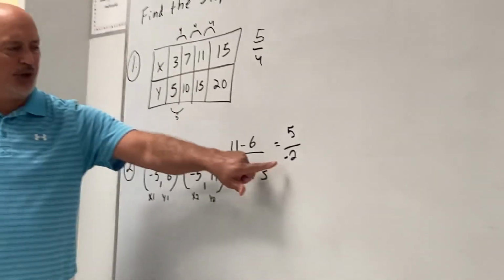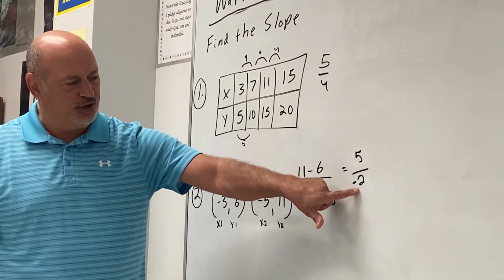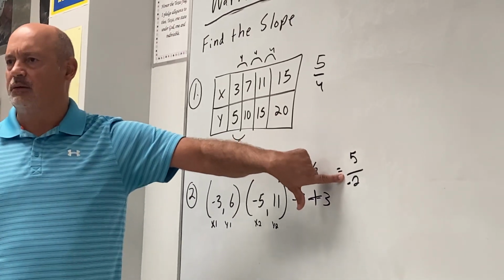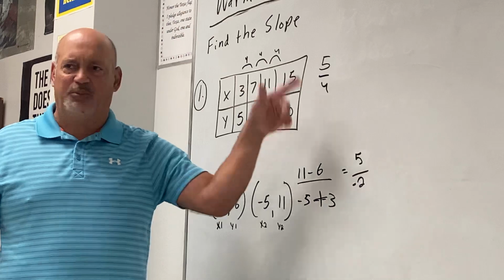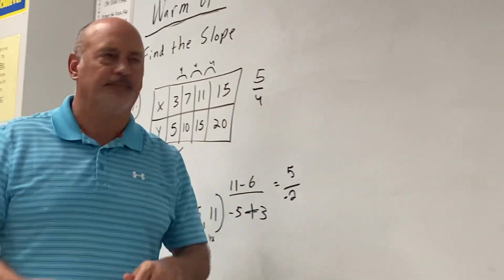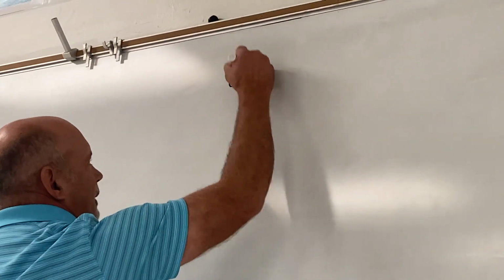When you have a negative, you can put the negative on the 5, on the 2, or you can actually put it in the middle. As long as you only have one negative, you can put it anywhere you want. It's pretty cool. All right, today we're going to talk about unit rate.